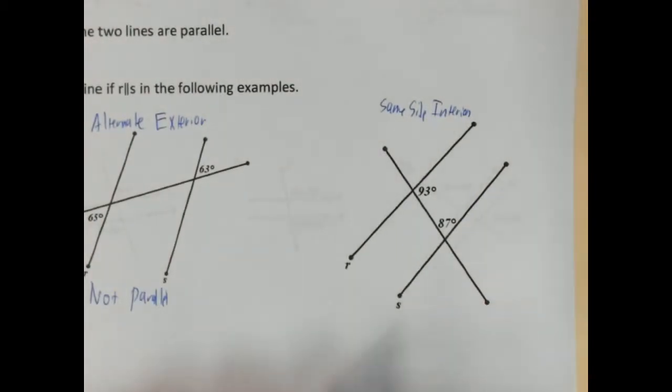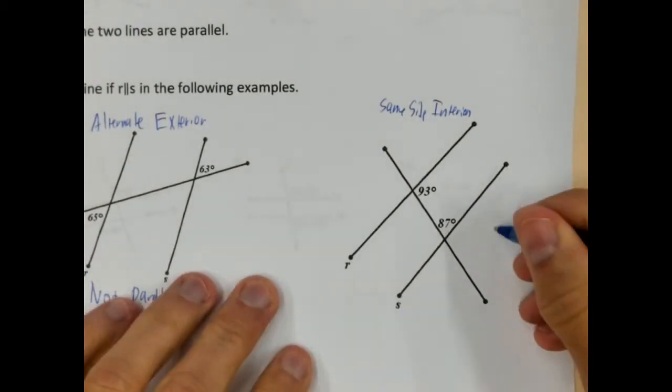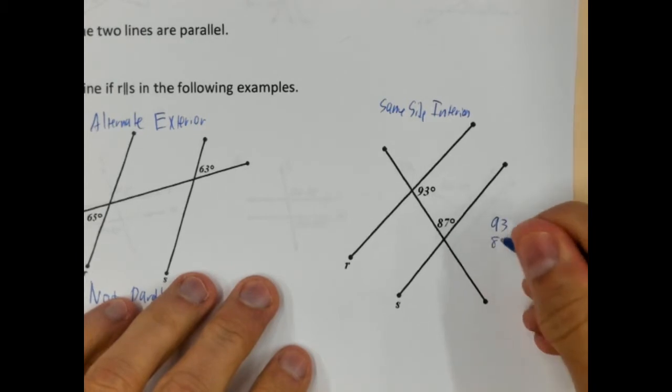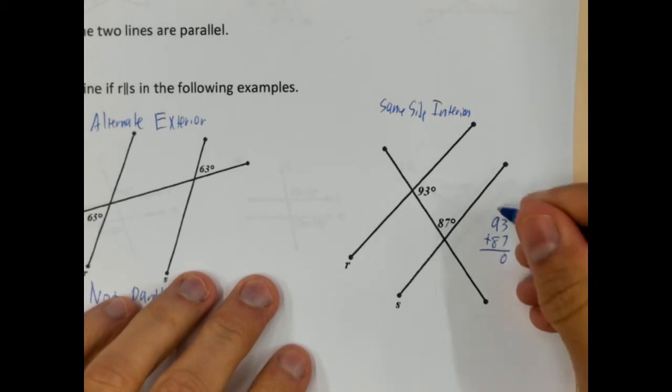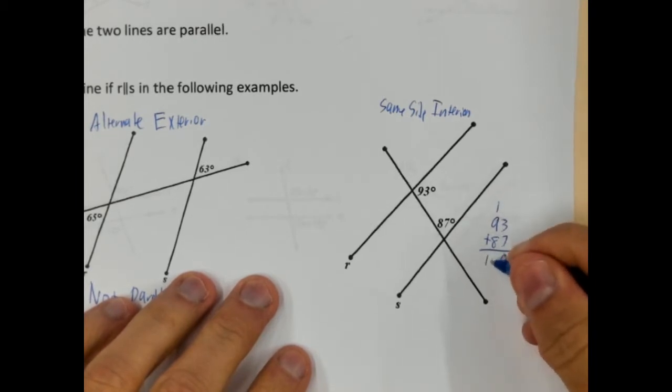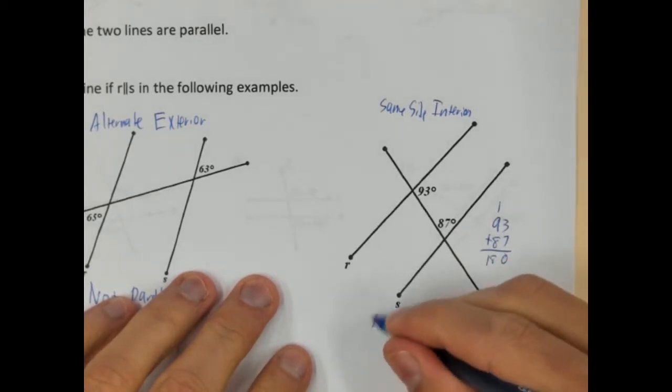So let's see if these are supplementary. So let's add them together and see if it adds up to 180 degrees. So 93 plus 87 rather. 3 plus 7 is 10, carry the 1. Yep. So yes, these would be parallel.